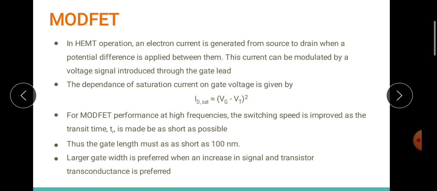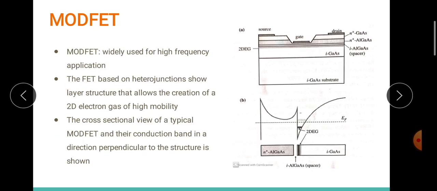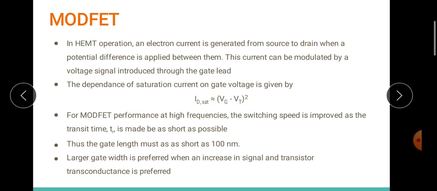This in fact results in the fact that your gate length L must be as small as possible. Normally it's 100 nanometer. It must be as small as possible. If the gate length is very small, your electron transit time will be made shorter, your switching speed will increase, finally producing a better performance of the MODFET devices.